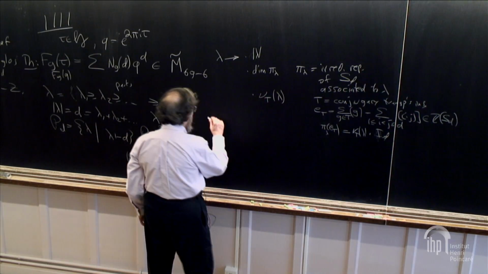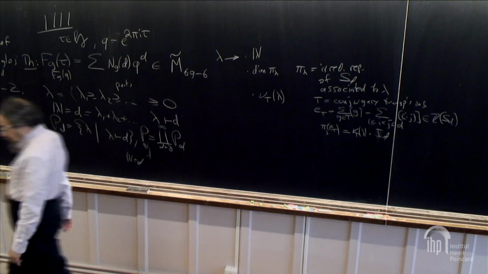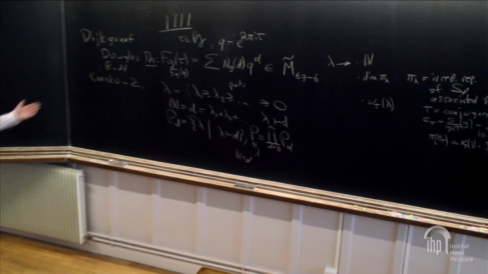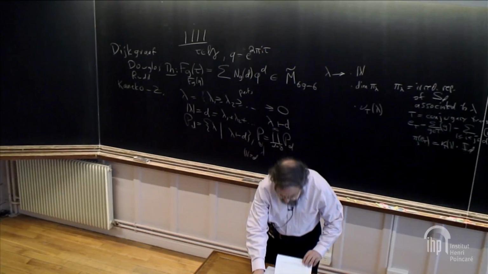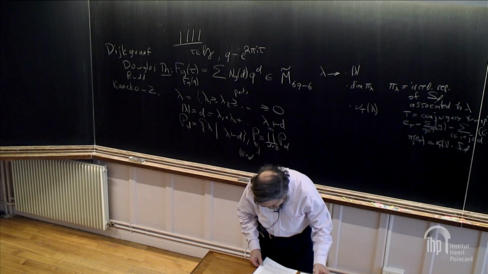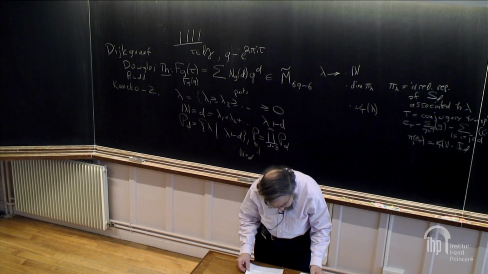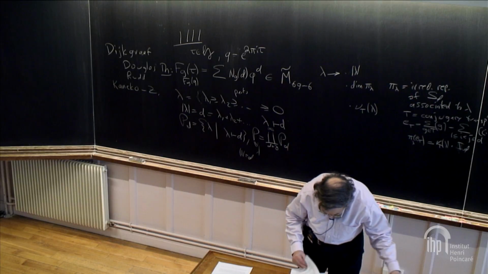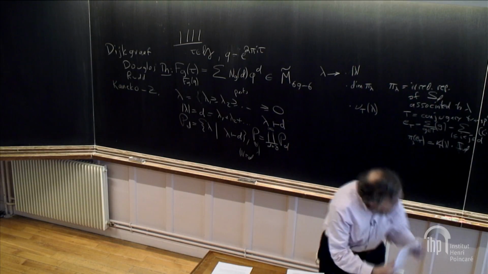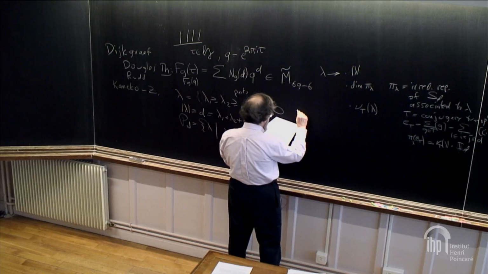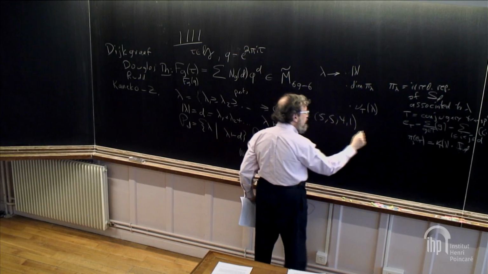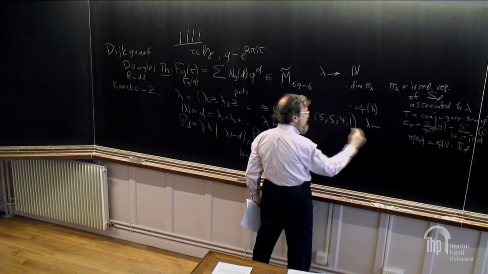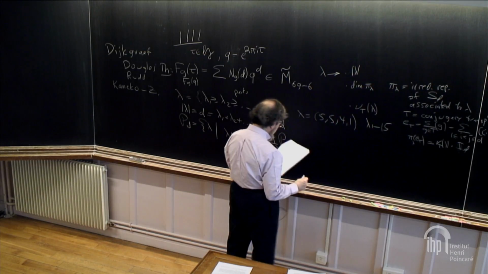Pi of lambda: there are many ways to describe a partition. This is important. One of them is simply the parts. Another is you draw the obvious diagram, which is called the Young diagram. I always use the same example. As an example, if I take the partition 5, 5, 4, 1, so 5 plus 5 plus 4 plus 1 is 15, this is a partition of 15.